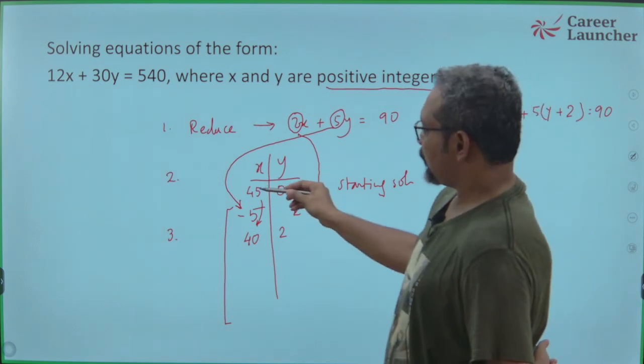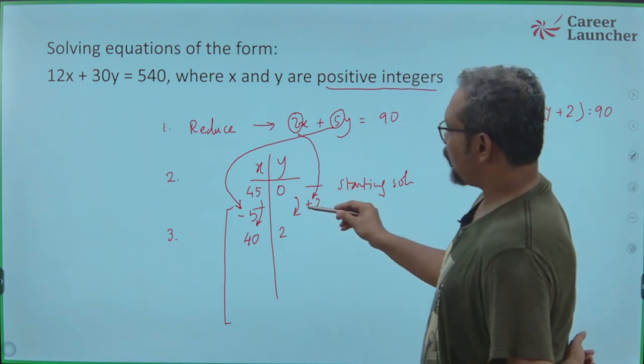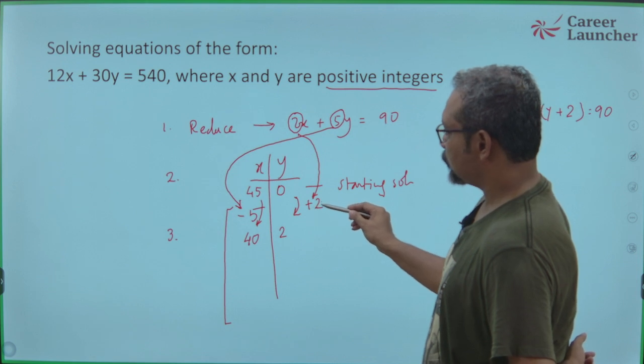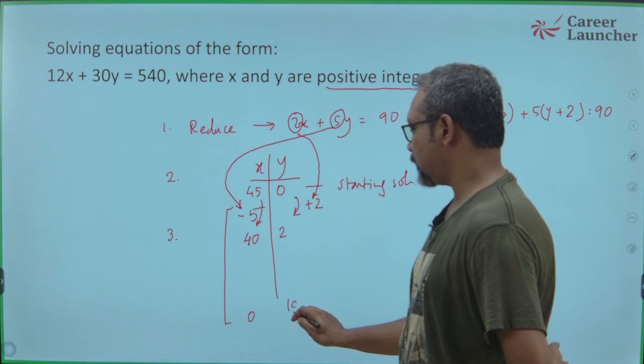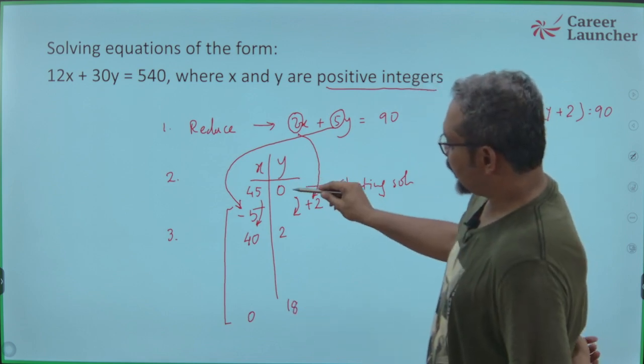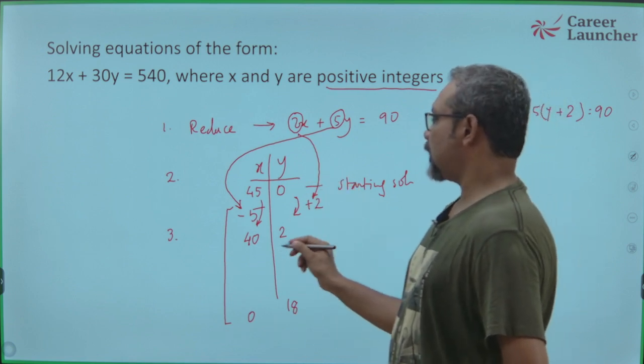So how many times? From 45 I can subtract 5 9 times. So I will be able to add this 2 also 9 times. So my final solution should end up with 0 and 18, and since I have been adding this 9 times, there will be 10 values, right? So what are the other values?